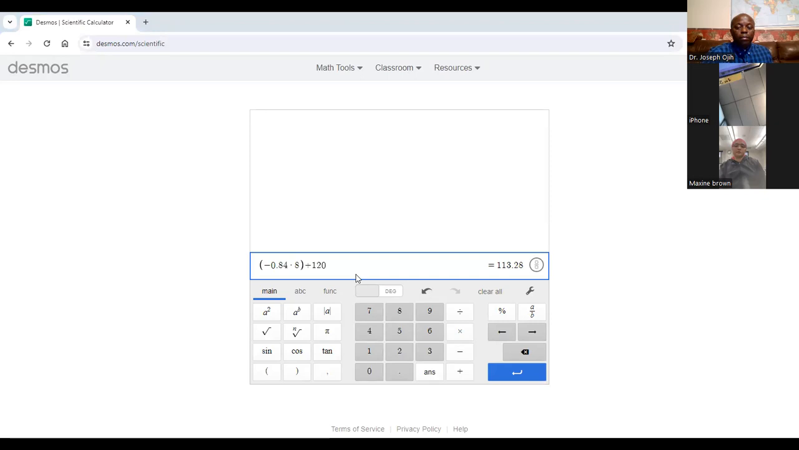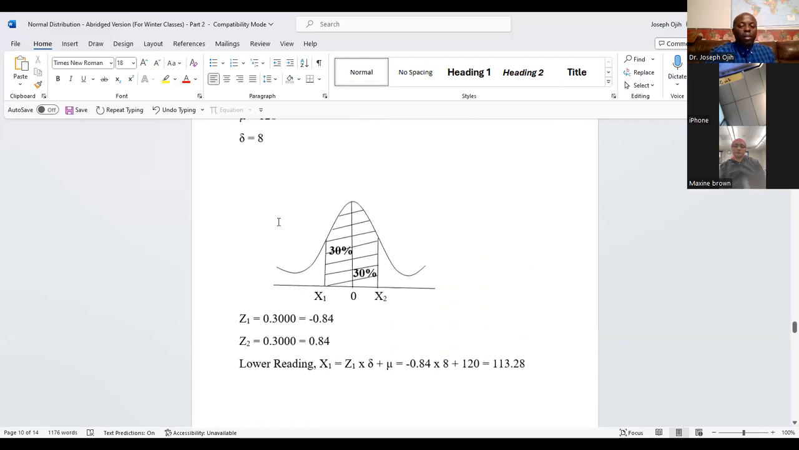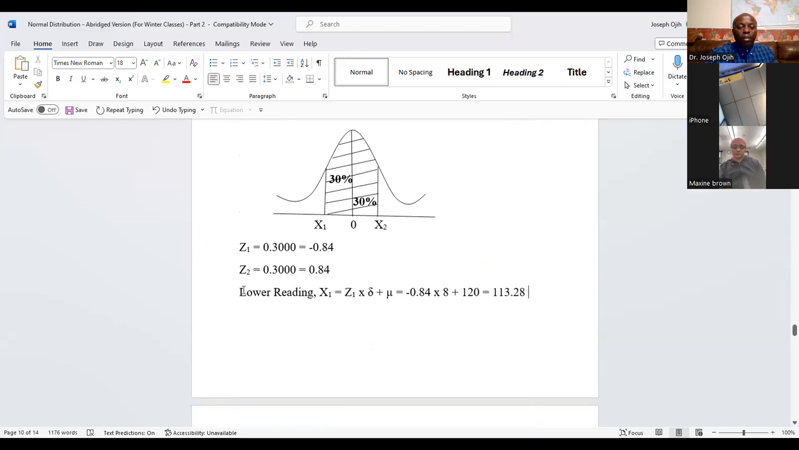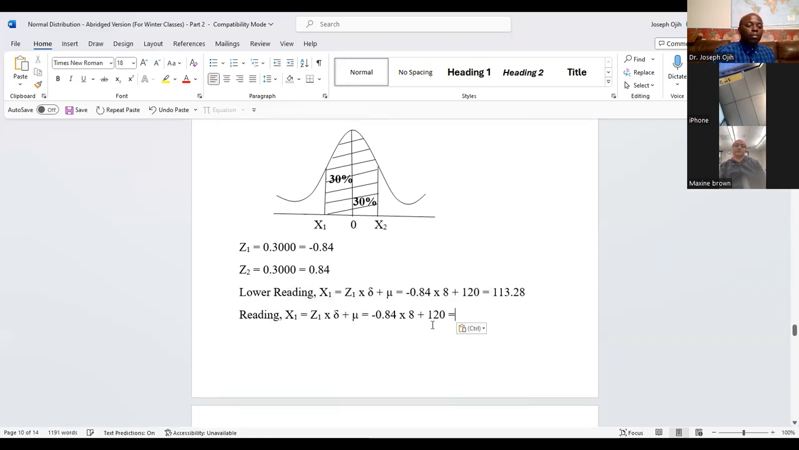Okay. Same millimeter of mercury. Oh, no need writing it. Then for the X2, we use the same formula for the upper reading, just this time around, it's going to be negative and positive. So the upper reading is going to be Z2. So we're going to remove the negative sign, and that changes our answer. Then we go to the calculator to get it.